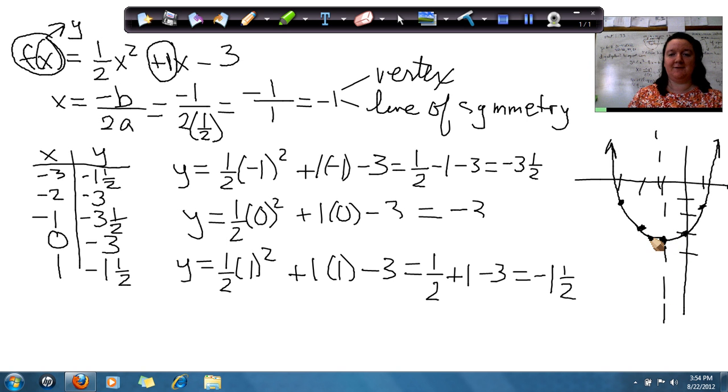And this is our vertex. And that is question number 30 on page 6. Have a great day.